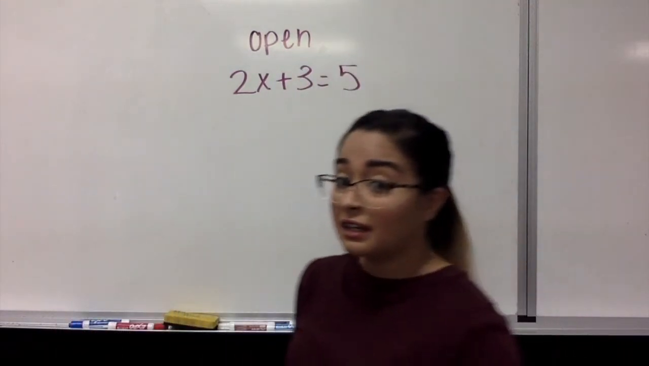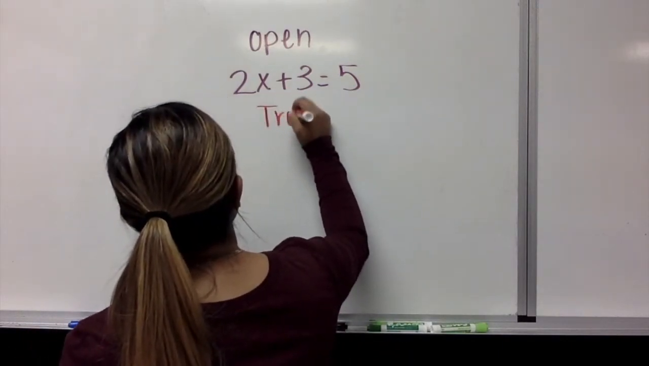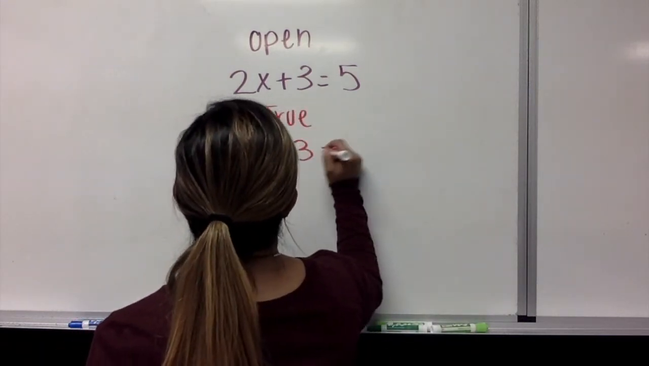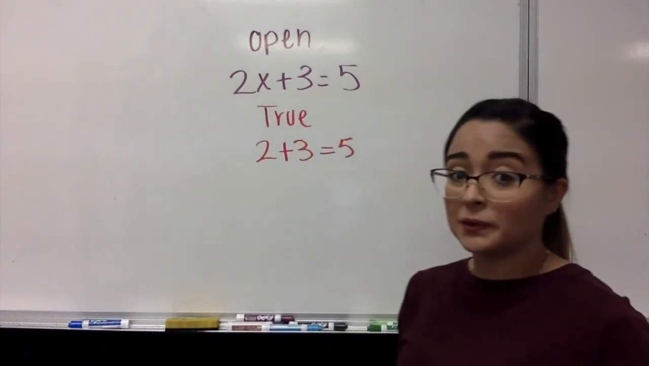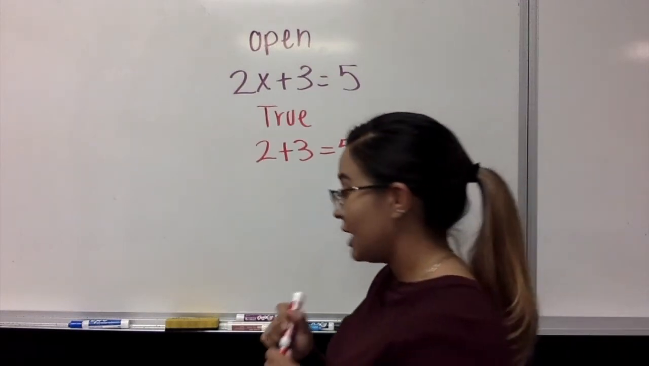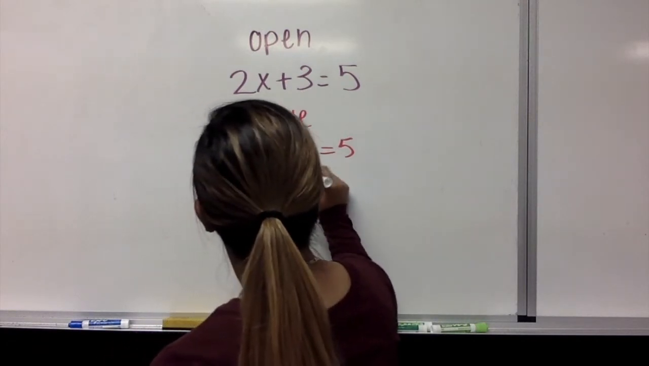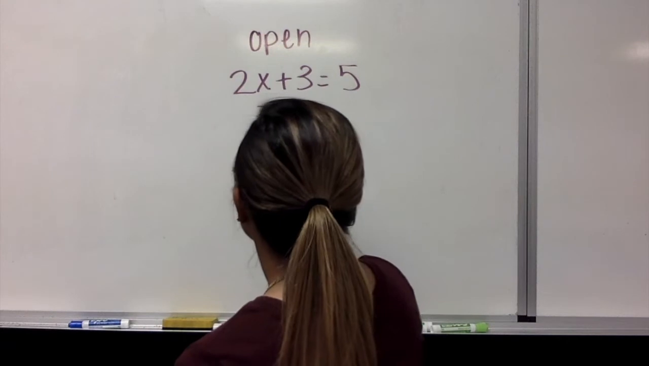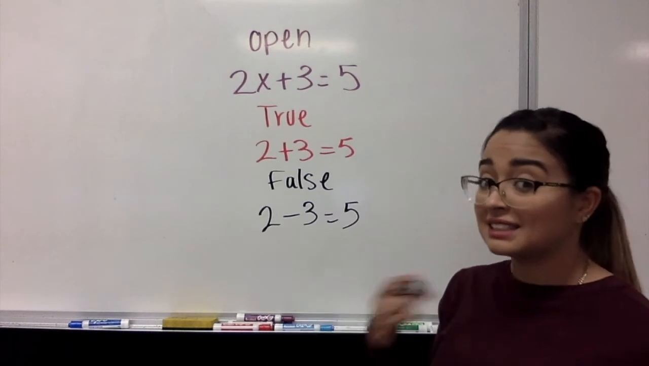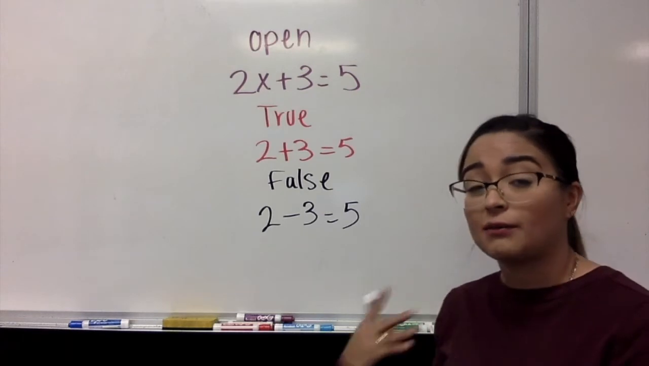Okay? If it's true, that means that when you work out the problem, it really does equal that. So 2 plus 3 equals 5 equals 5. Yes, it works out, so it's true. And false is when a problem doesn't really work out as it says it will. So 2 minus 3 can't be 5, obviously, so that one is false. Okay?